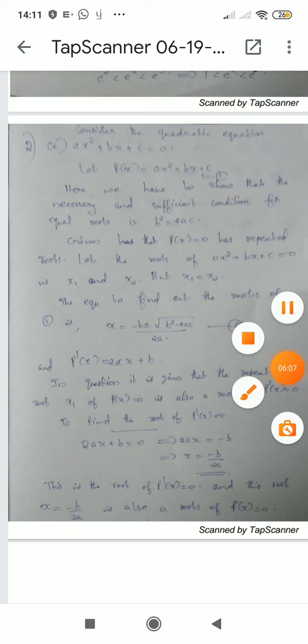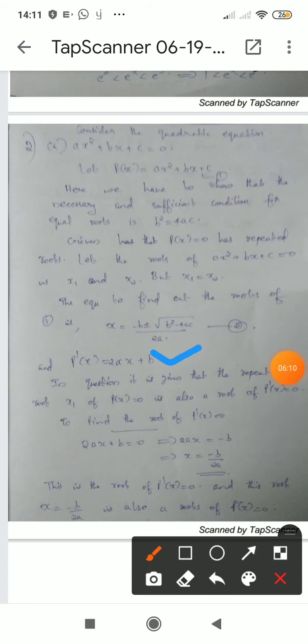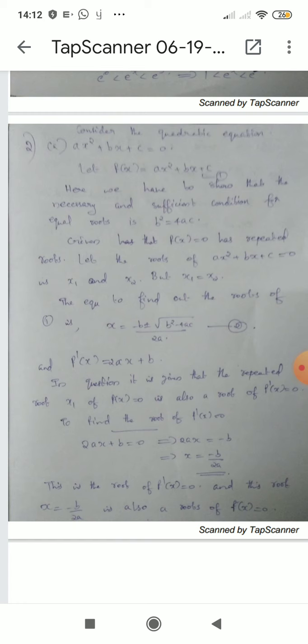Then we have to find f dash of x. If f of x is equal to ax square plus bx plus c, then f dash of x is equal to 2ax plus b, right? Then we have to find the roots of f dash of x. We know that the degree of this equation is 1, that is, it is a linear equation.